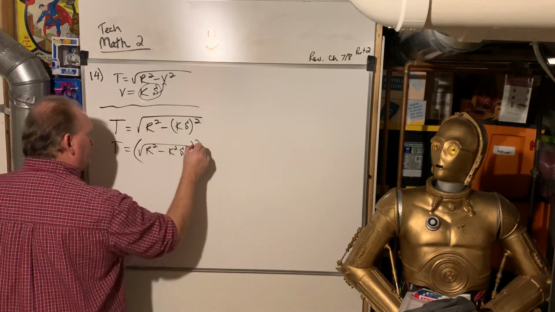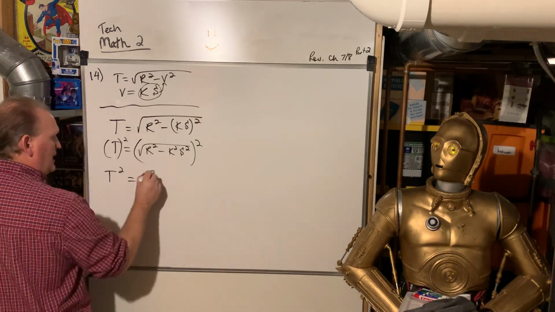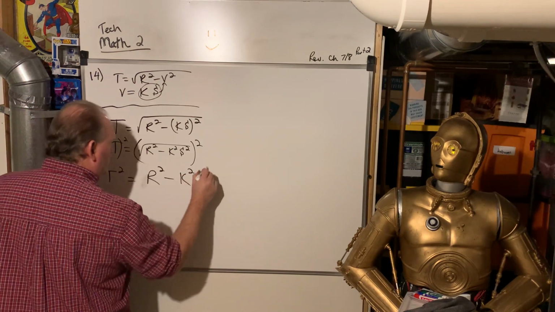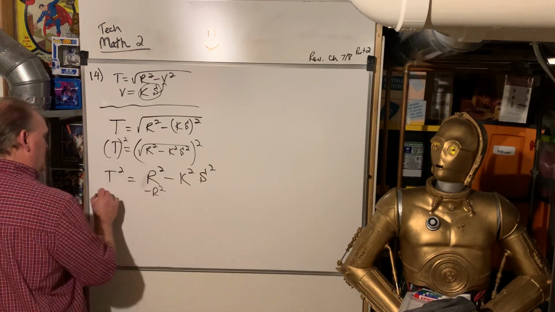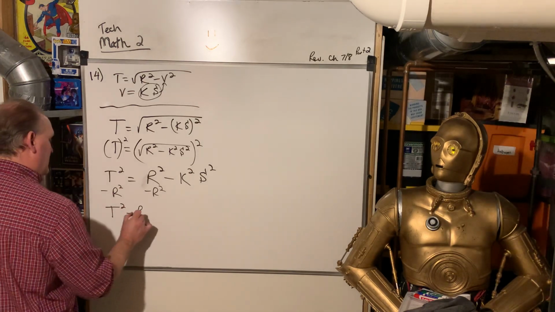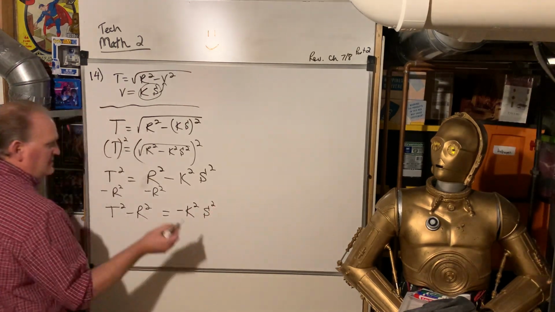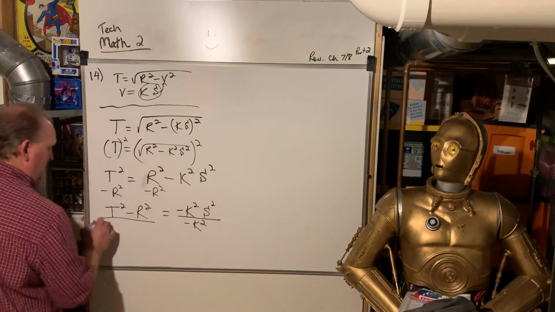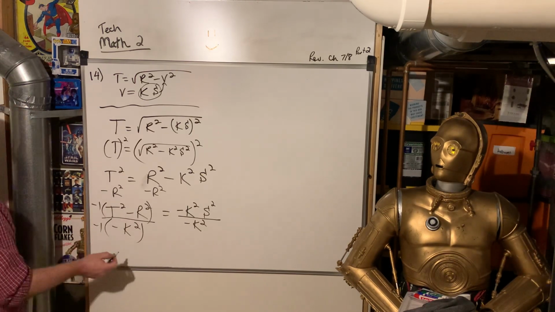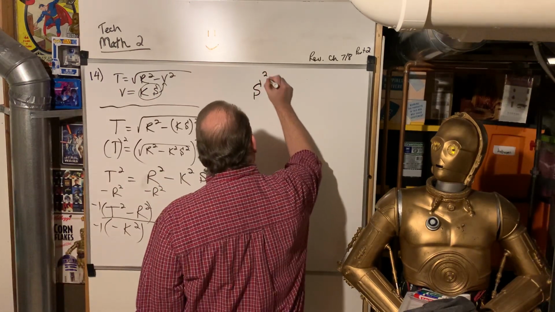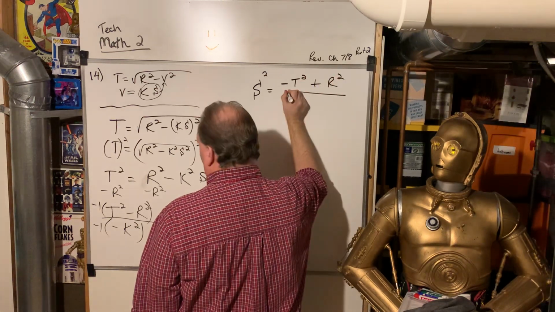Then we square both sides. No more square root. So we got t squared equals r squared minus k squared s squared. Now isolate the s. So subtract r squared from both sides. We got t squared minus r squared equals negative k squared s squared. Divide both sides by negative k squared. And again, I'll do the negative one thing on the bottom and the top. So we end up with this. We have s squared equals negative t squared plus r squared over k squared.